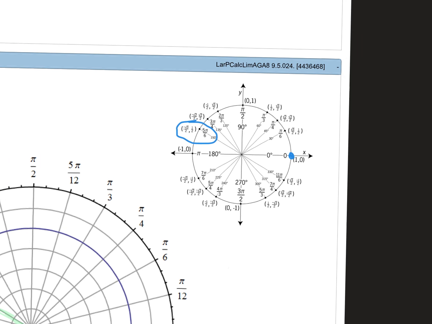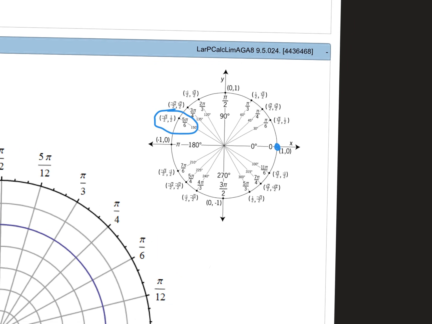Okay, so I counted here. 7 pi over 6. The positive one is 1, 2, 3, 4, 5, 6, 7, 8, 9 spaces away from 0, right? But they don't want me to go to positive 7 pi over 6. They want me to go to negative. So I started at 0 and I went 9 the opposite direction. So 1, 2, 3, 4, 5, 6, 7, 8, 9. It's right there. Same the way we did it back in chapter 4 with finding negative angles.